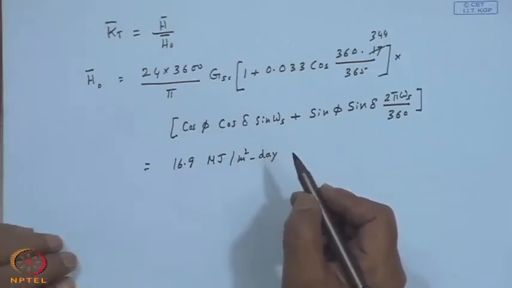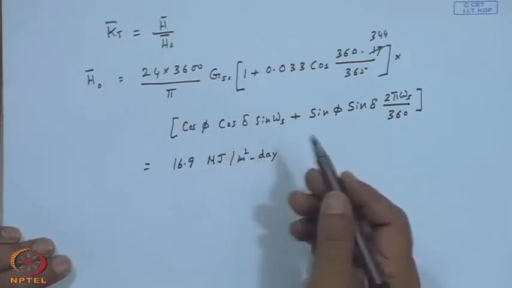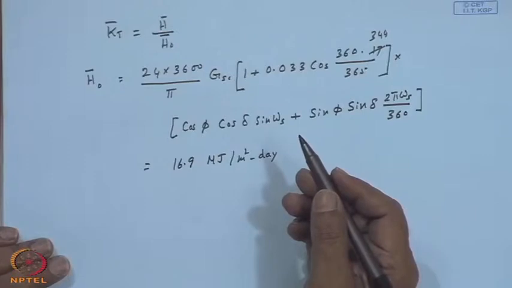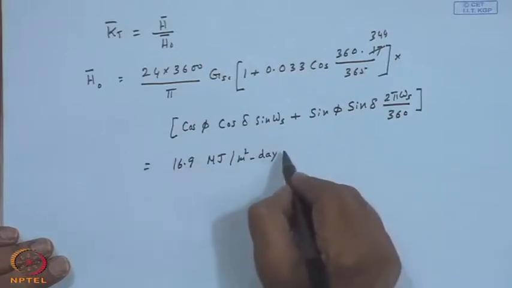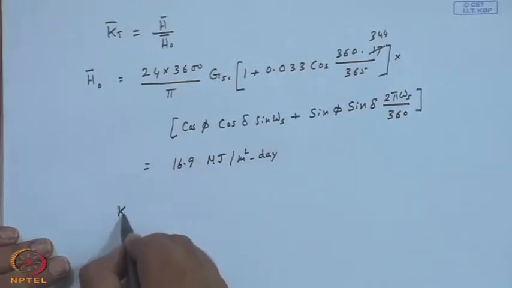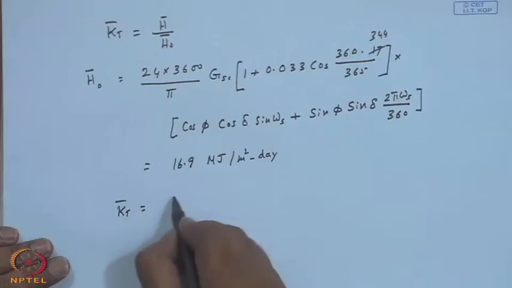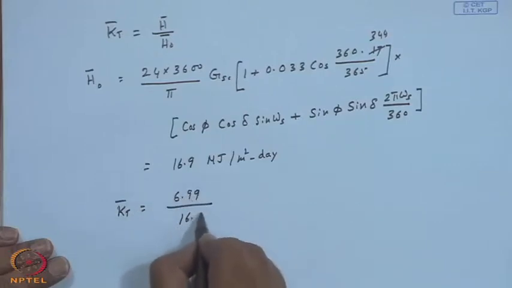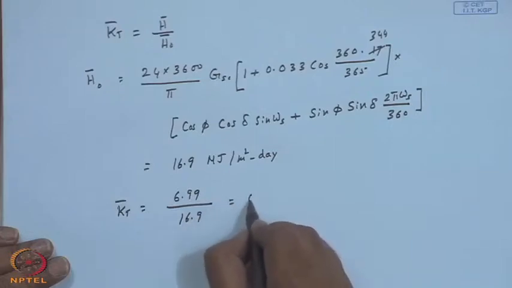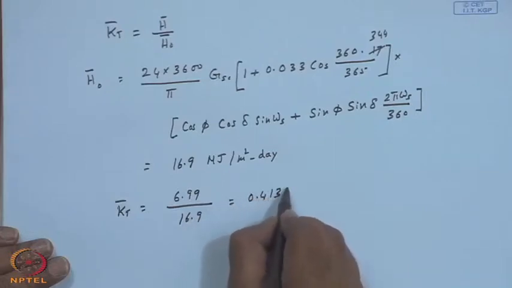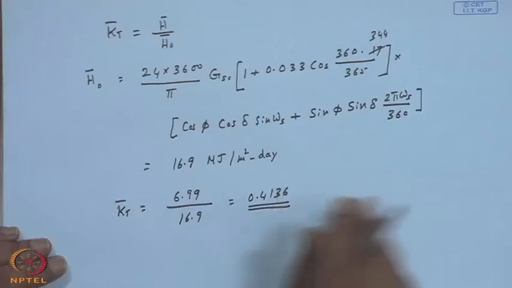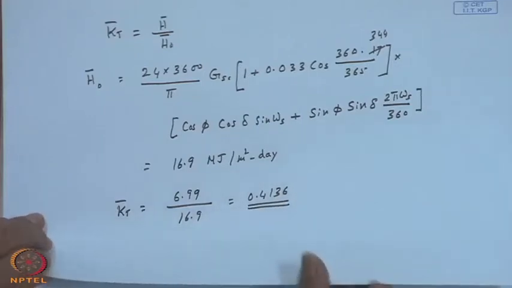Or you can look up at the charts in any textbook with a latitude of 35 degrees approximately, it will turn out to be correct. And your Kt bar is 6.99 by 16.9, which will be 0.4136. As expected, this is a low value. Okay.